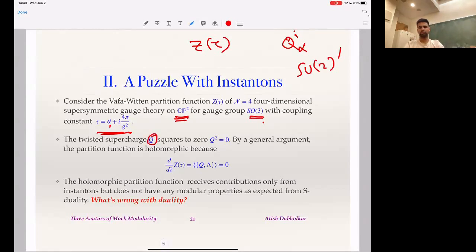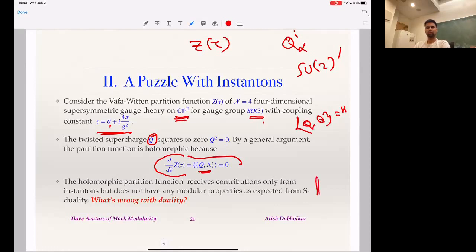And instead of Q commutator Q giving you the Hamiltonian, as one normally does, a particular Q charge squares to 0. And using general arguments, you can show that if you take the derivative d by d tau bar, then it's Q of some object. And basically, the Vafa-Witten partition function computes a Q-cohomological object. So you get a 0 because this is cohomologically trivial. So the expectation value is 0, naively.